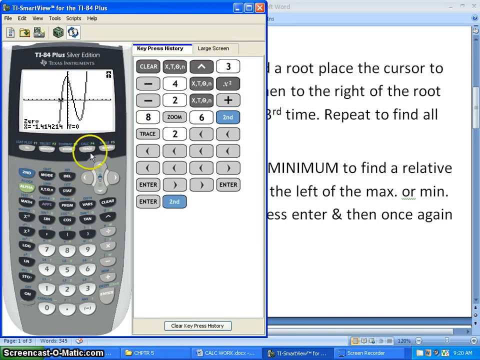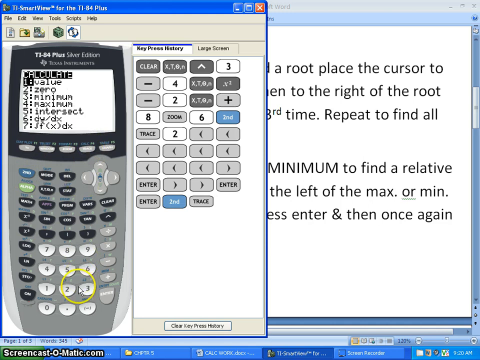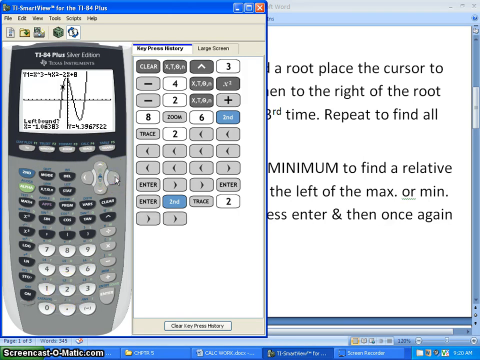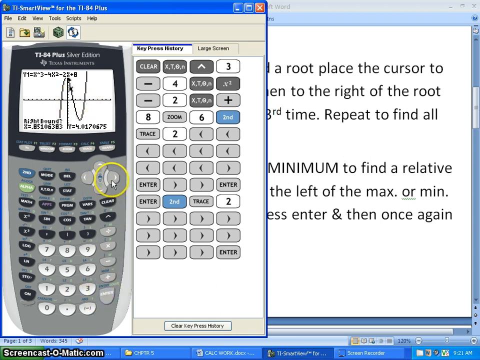I'll repeat that process and do second calculate zero. And I'll move now over into this location. I'm looking for the next location where it's hitting the x-axis. My cursor right now is to the left of that location, so I enter once. I now move to the right of that location, which is going to bring it below the x-axis. And I enter a second time, and then a third time, and it will now attain the next x value, and this is going to be a positive 1.41 where it is hitting the x-axis.